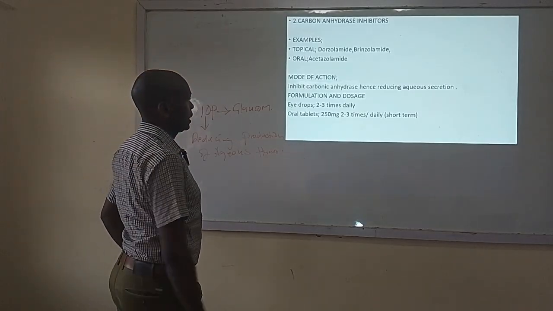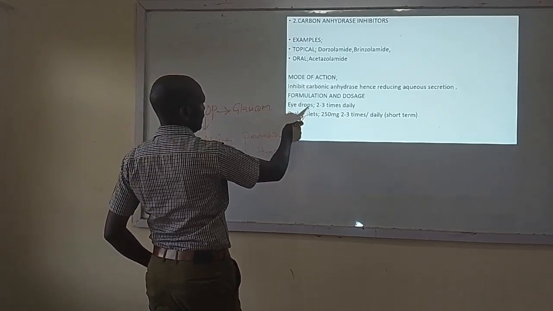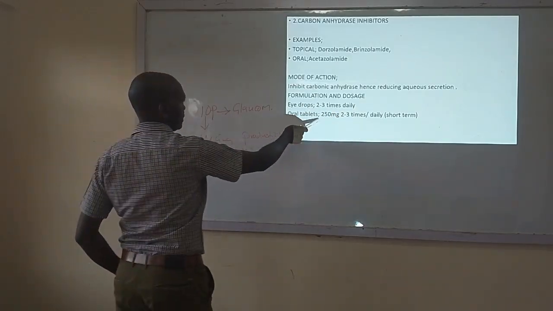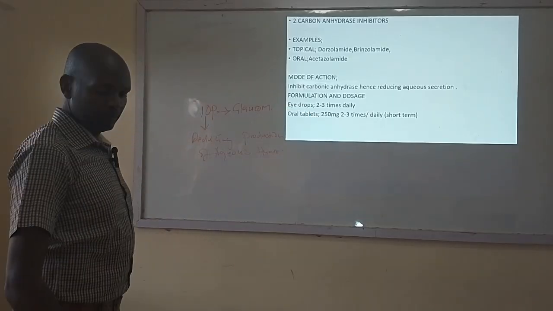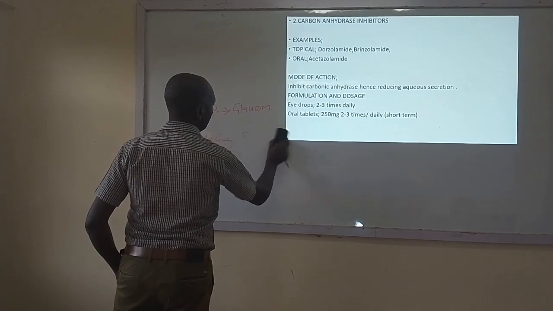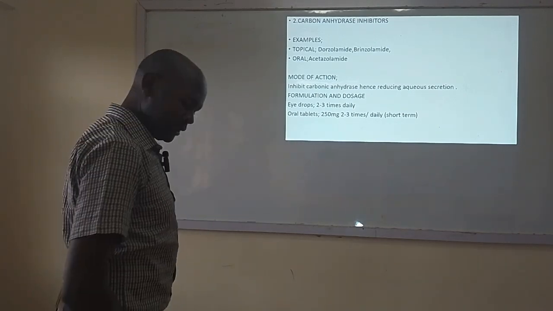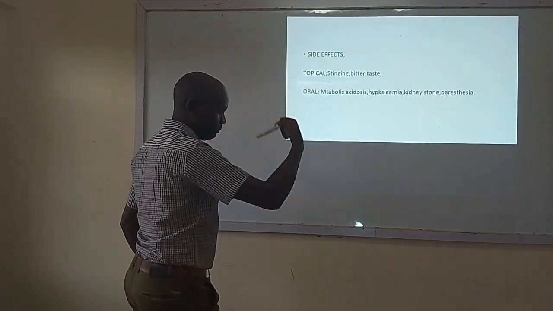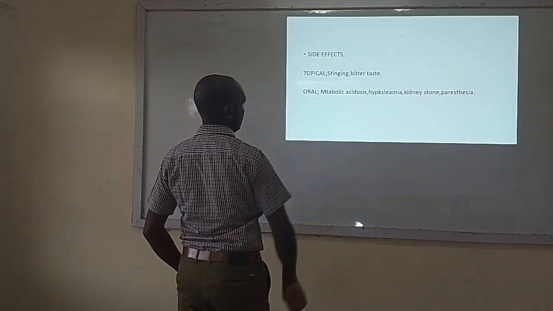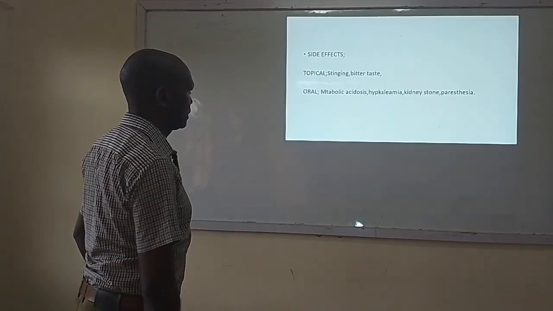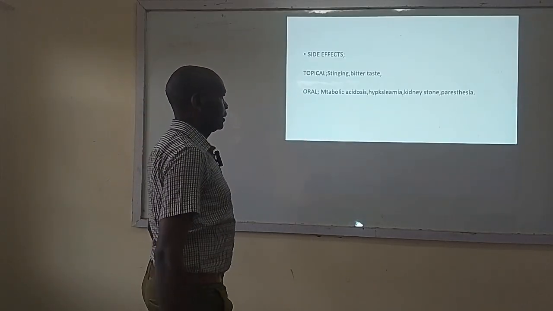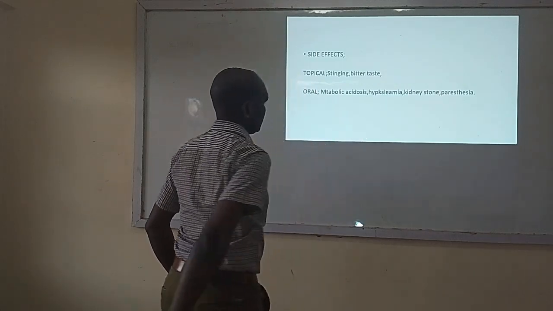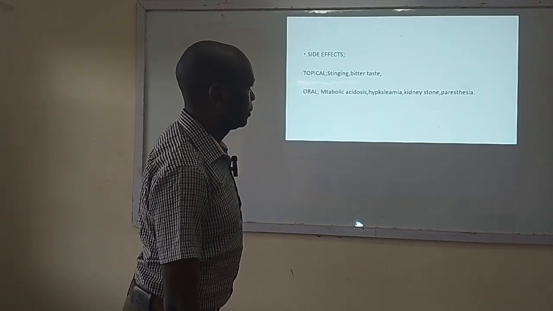This class of medication has various formulations. We have the eye drops, which we give 2 to 3 times daily. Then for oral tablets, we normally give 250 milligrams 2 to 3 times daily, actually for a short time. Side effects of these drugs: when you give topically as a drop, you'll have a stinging feeling. Also, you can experience a bitter taste. On oral medication, it will give you metabolic acidosis. It will also give you hypercalcemia. It can predispose you to kidney stones or paresthesia.